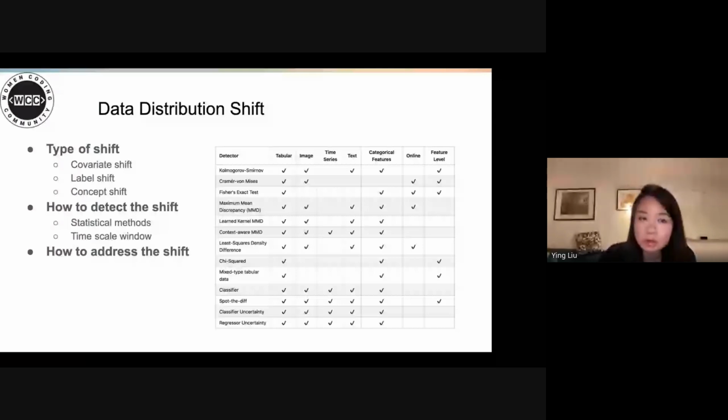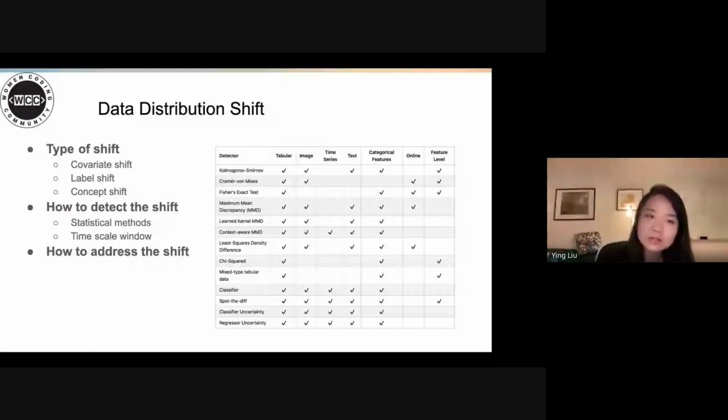Think about it as input shift. Your input data starts to have a different distribution, your labels start to have a different distribution, and also the way the input and output connect to each other starts to change a bit. How do we actually detect the shift?